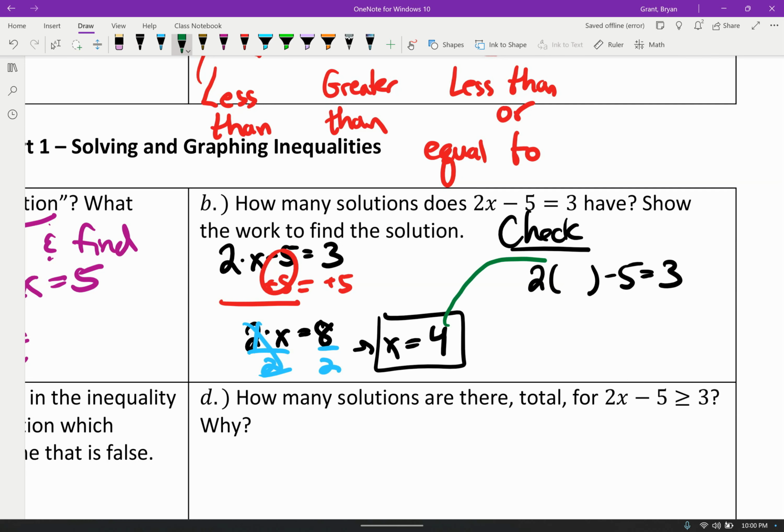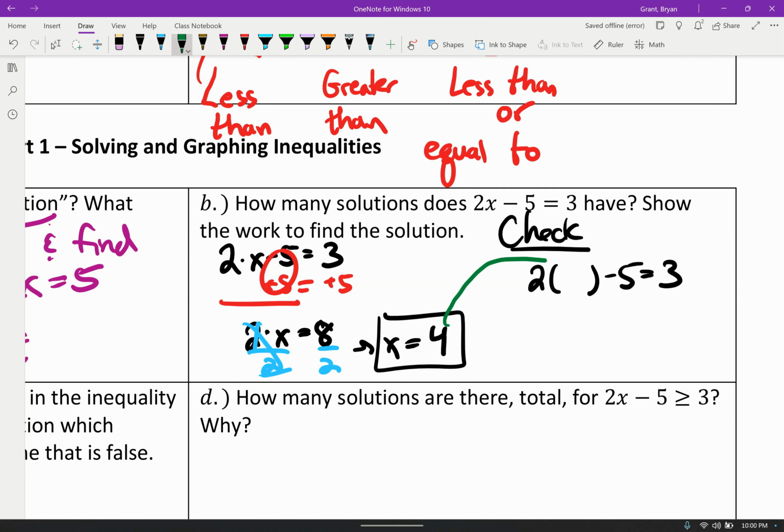We have 2 times 4, which is 8. 8 minus 5 is 3. So I end up with 3 is greater than or equal to 3. Is 3 greater than 3? No. But is 3 equal to 3? Yeah. So this is also a solution, x equals 4.